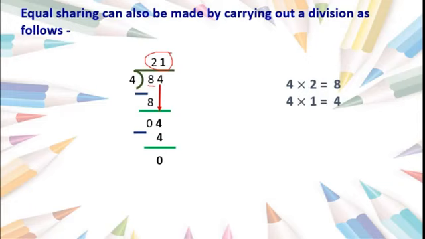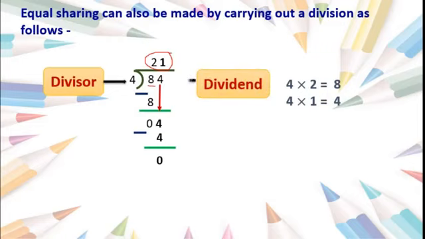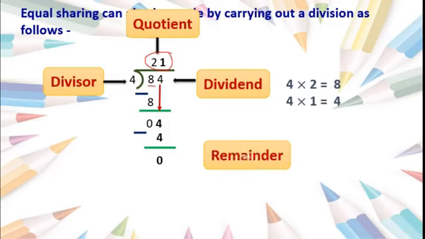Here we have to learn the names of these numbers. See, the number by which we divide is called the divisor. The number which we divide, that is called the dividend. The answer that we call the quotient. And whatever remained is called the remainder. Remember these 4 words.